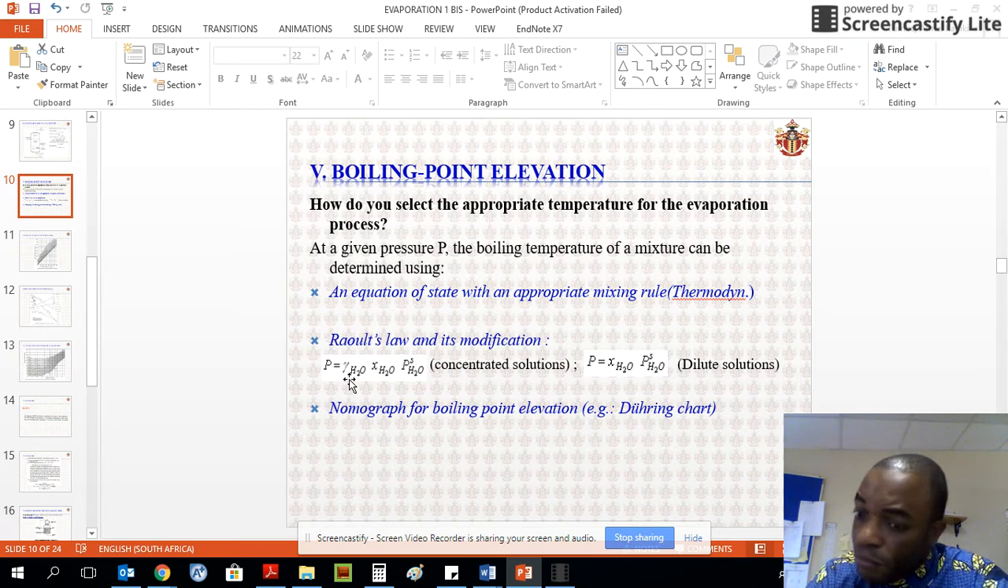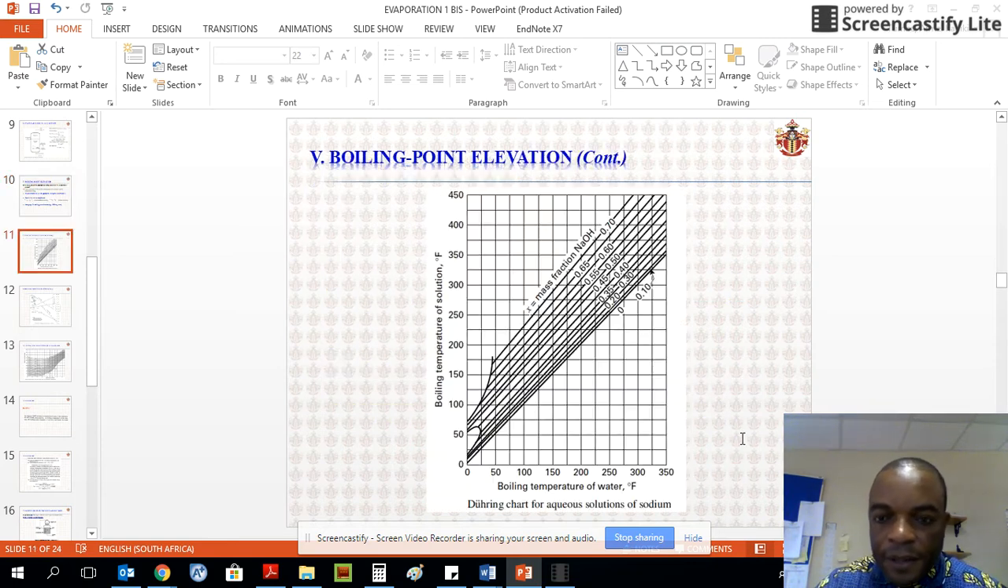Good news or bad news, I'm not quite sure. In this subject, during the semester, we are going to use none of these. We are going to focus on the use of charts, the use of nomographs to determine the boiling point elevation or the boiling point of the mixture, which, remember, corresponds to the appropriate temperature at which your evaporator should be set.